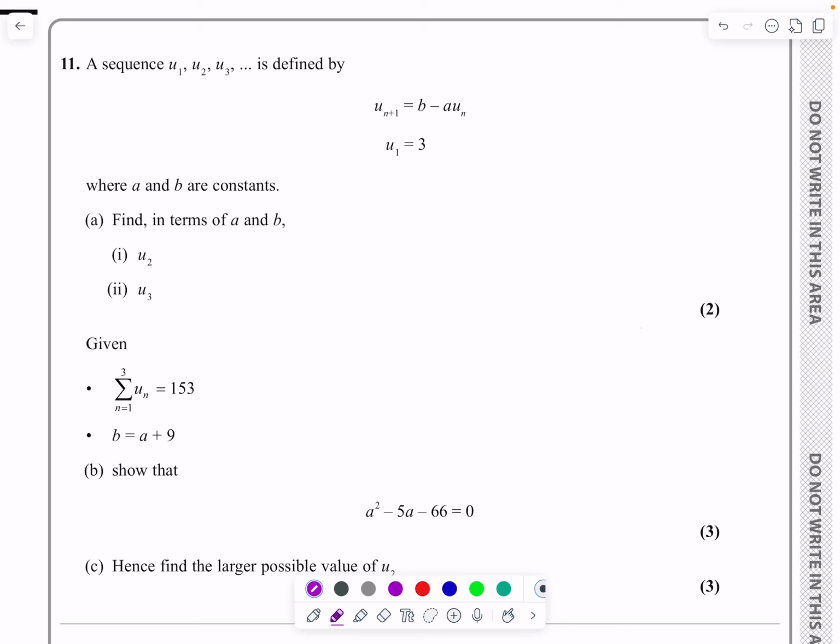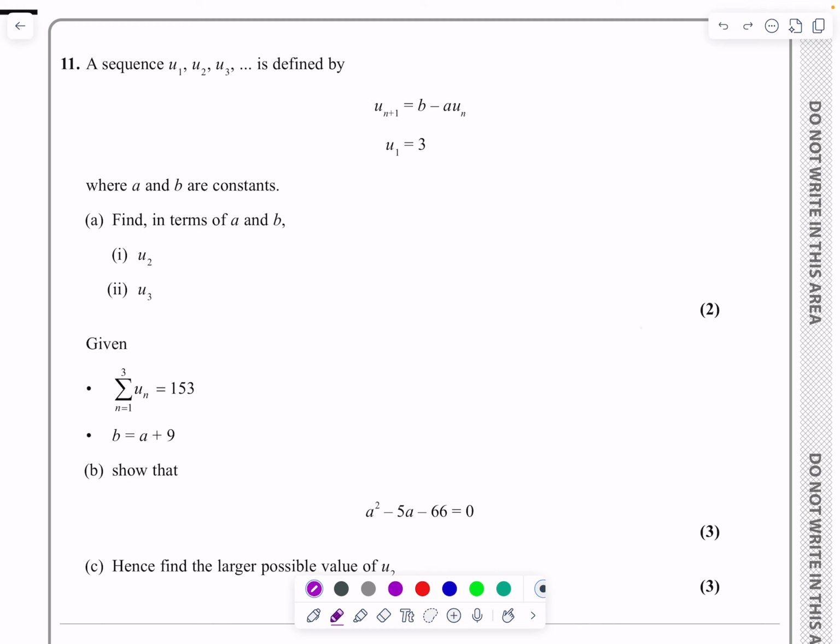Okay, this is the P2 paper from June 2023. It's question number 11, which is the last question on the paper. This is a sequences and series question. We're going to have some work on recurrence relations up here, and some work using the sigma notation down there. So let's read it through and make a start.